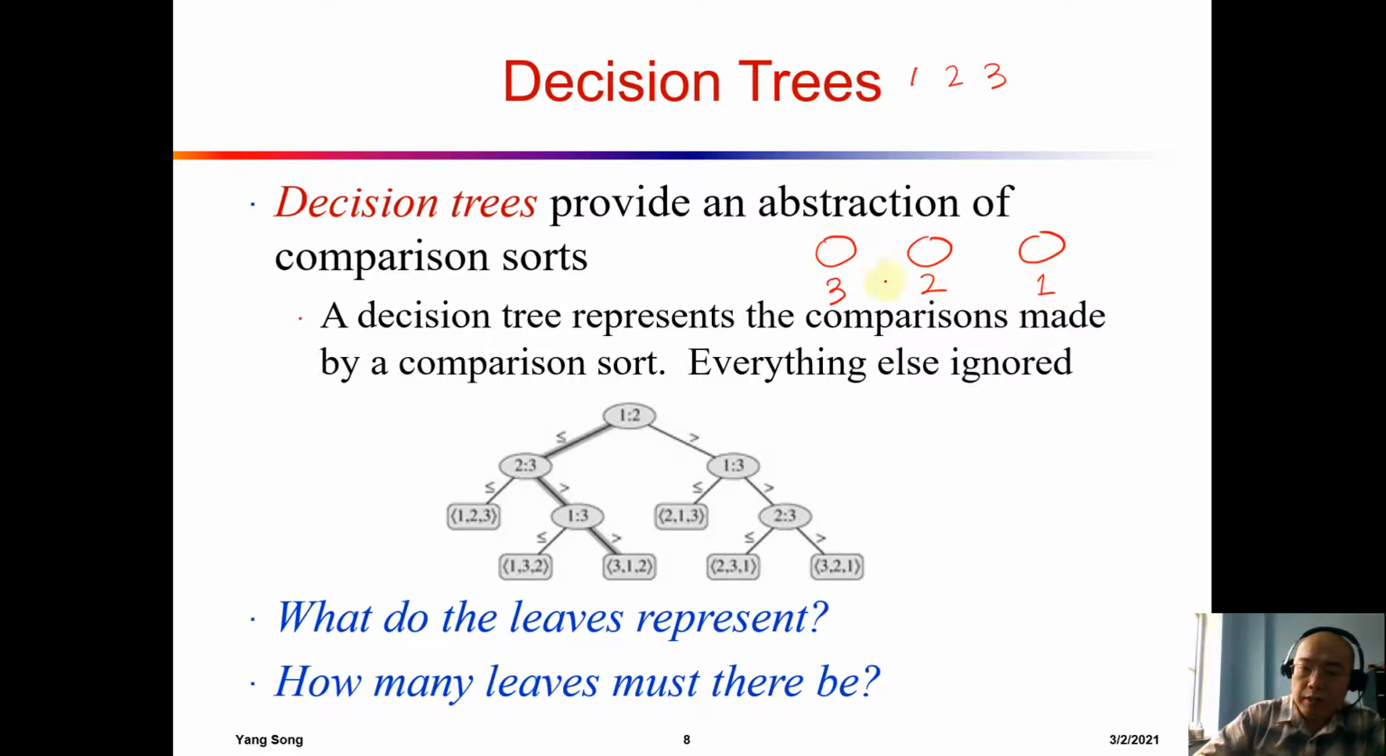So in this case, 3 multiplied by 2 and then multiplied by 1. What is that? That is 3 factorial, right? So that's the answer. How many leaves must there be? We have to put in at least 3 factorial leaves in the tree structure. Okay?